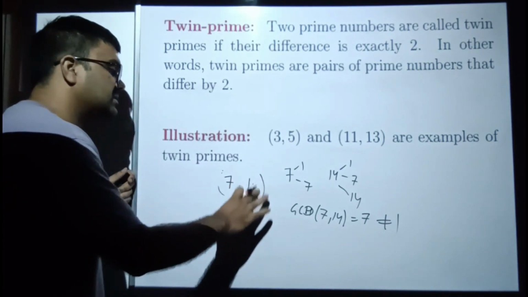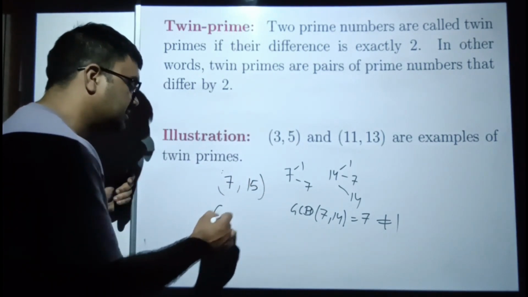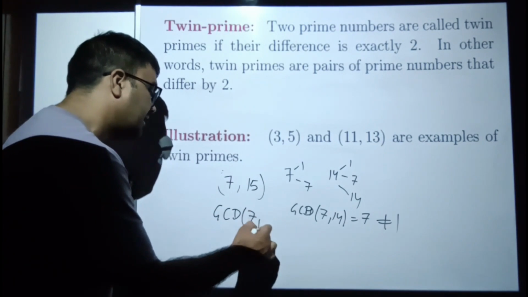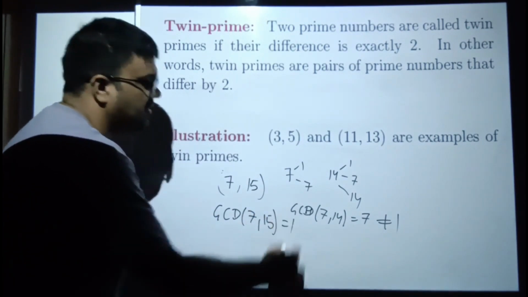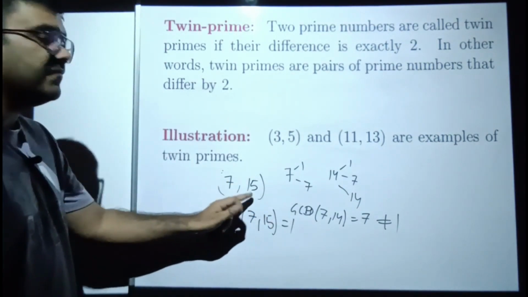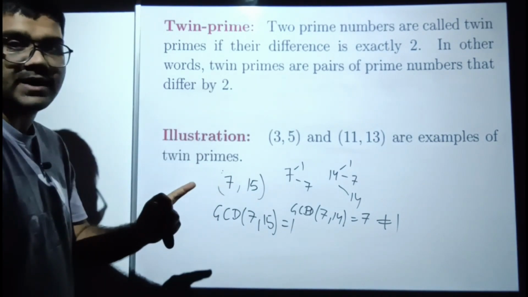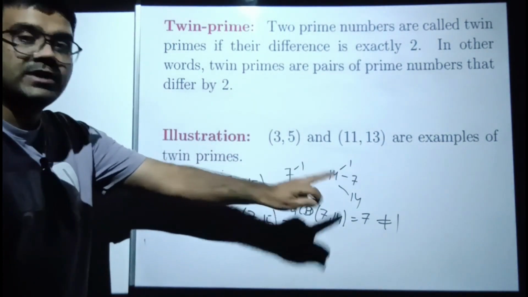Suppose I am talking about 7 and 15. The GCD of 7 and 15 is 1. So 7 and 15 are co-prime. 7 and 14 are not co-prime.